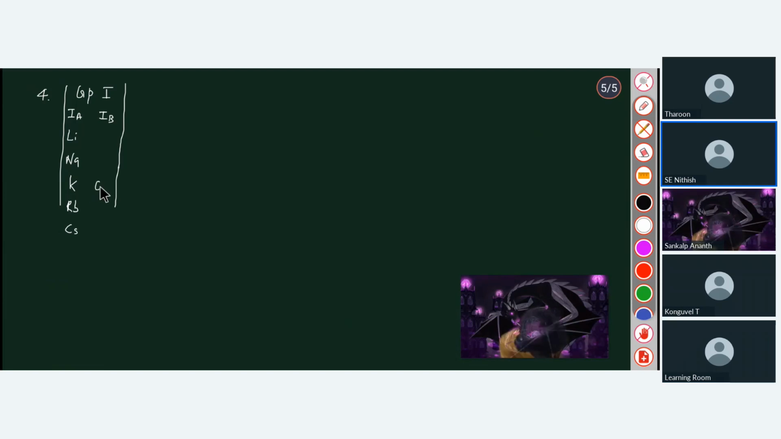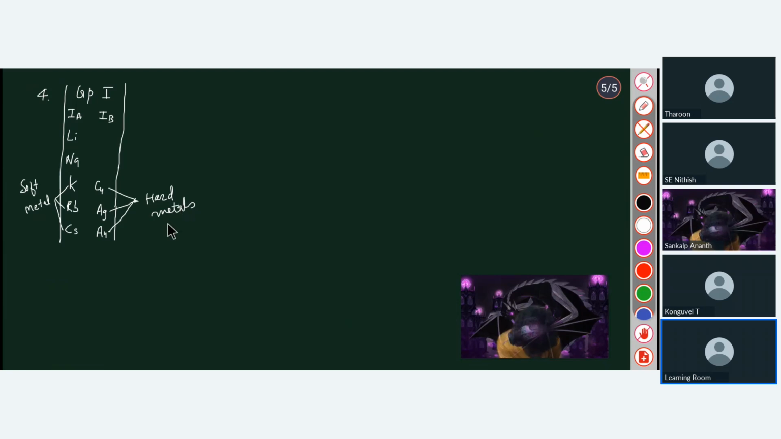Now, are these metals matching together? Lithium, sodium, potassium, rubidium, cesium are soft metals, so soft that they can be cut with a knife. But copper, silver, and gold are hard metals, isn't it? That means their properties don't resemble each other, otherwise they should have some common property because they were kept in the same group.